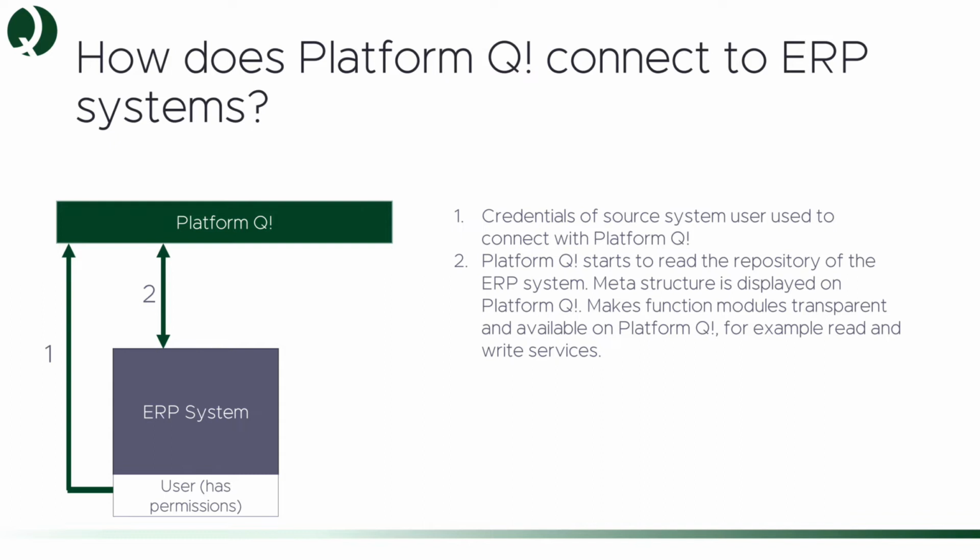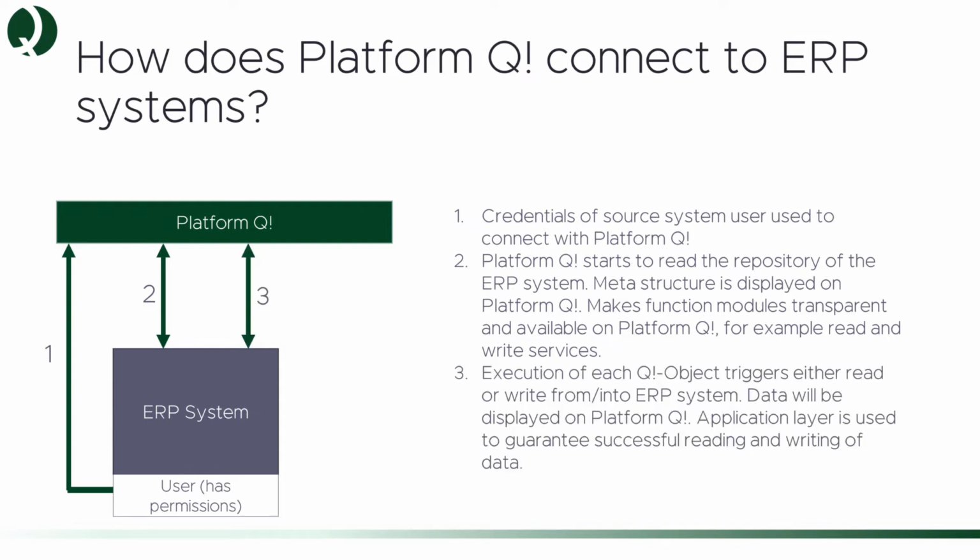Additional resources such as function modules can also be used, for instance read and write services. The data itself remains within the source system. Each execution of a Q object triggers either read or write services. The data will be displayed on Platform Q. Platform Q uses the application layer of each business system to guarantee successful read and write processes.